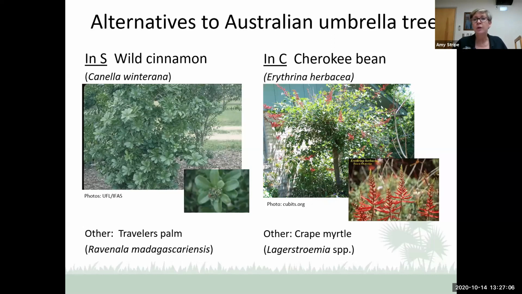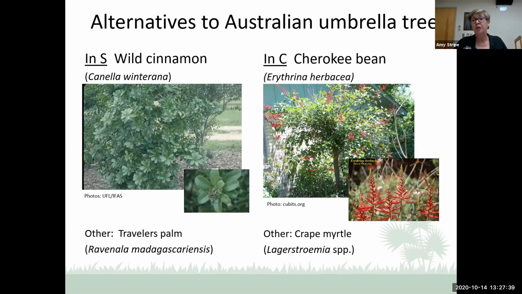In Central Florida, the Cherokee bean is a great idea for a native substitute for that actinophylla. This gets this beautiful flower spike here, as you can see in the picture. This does not get as big as the actinophylla, but it certainly is a beautiful native. Now, I have to warn you also that this does have spines, and these are nasty spines on the Cherokee bean. So you want to, again, put it in a place where there's not a lot of foot traffic.